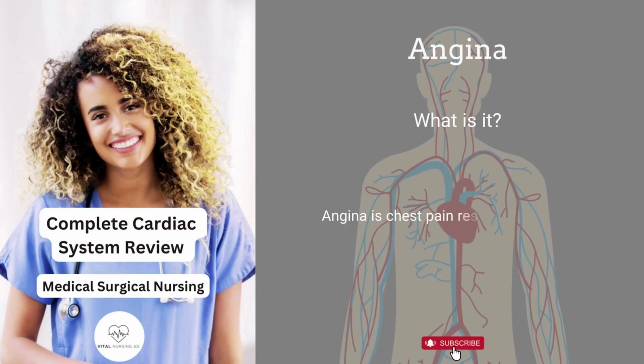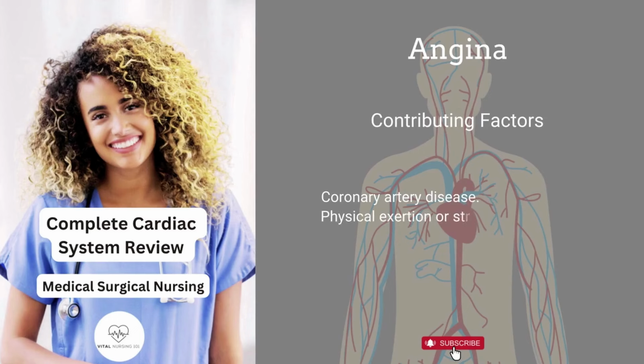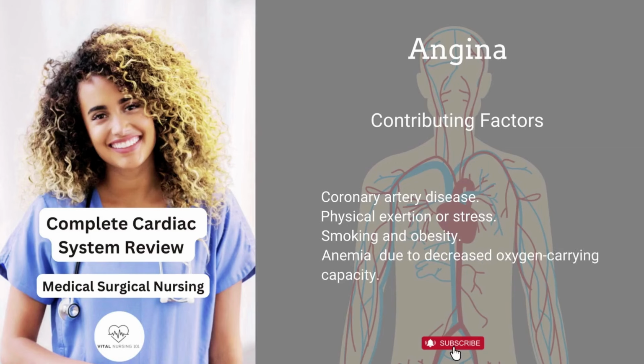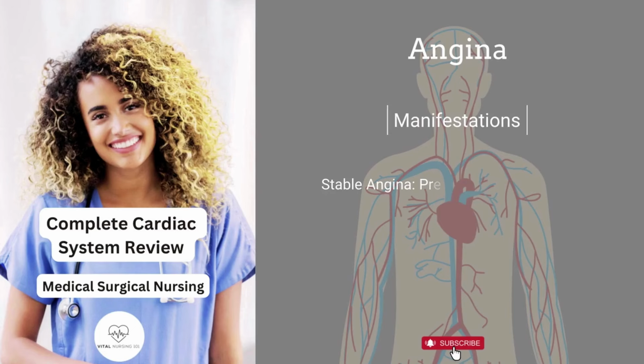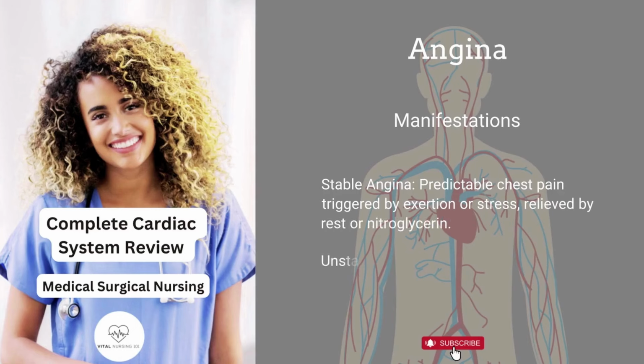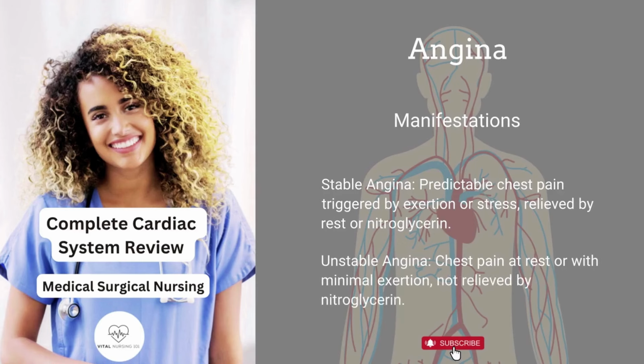Angina. This is chest pain resulting from myocardial ischemia, categorized as stable or unstable. Contributing factors are the following: coronary artery disease, physical exertion or stress, smoking and obesity, anemia due to decreased oxygen carrying capacity. Manifestations are the following: stable, predictable chest pain triggered by exertion or stress, relieved by rest or nitroglycerin. Unstable, chest pain at rest or with minimal exertion, not relieved by nitroglycerin.